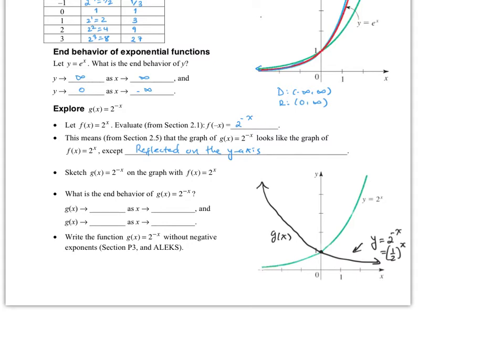Notice that now g of x goes to 0 as x goes to infinity, and g of x goes to infinity when x goes to minus infinity. So 0, and now it'll go to infinity.